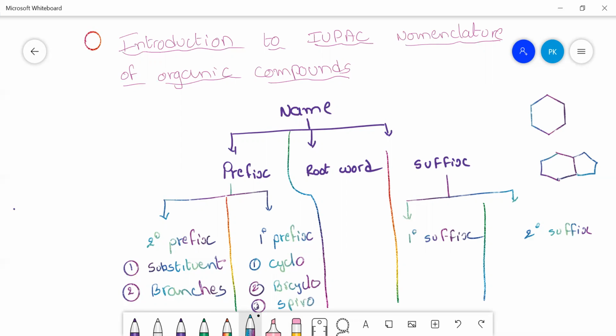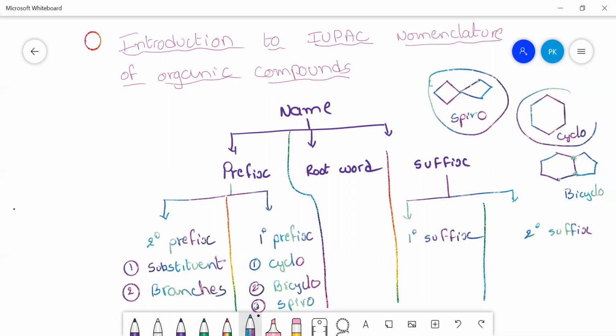So what is spiro, and what is the difference between bicyclo and spiro? This is cyclo. This is bicyclo. And coming to spiro, the rings are attached through a single carbon, students. If you see here, two different rings are there, just like bicyclo compounds. But both the rings are attached through a single carbon, whereas in bicyclo the two rings are attached through two carbons. Such compounds are said to be spiro compounds, and the word we have to use here is spiro. That describes the primary prefix. So, cyclo, bicyclo, and spiro.